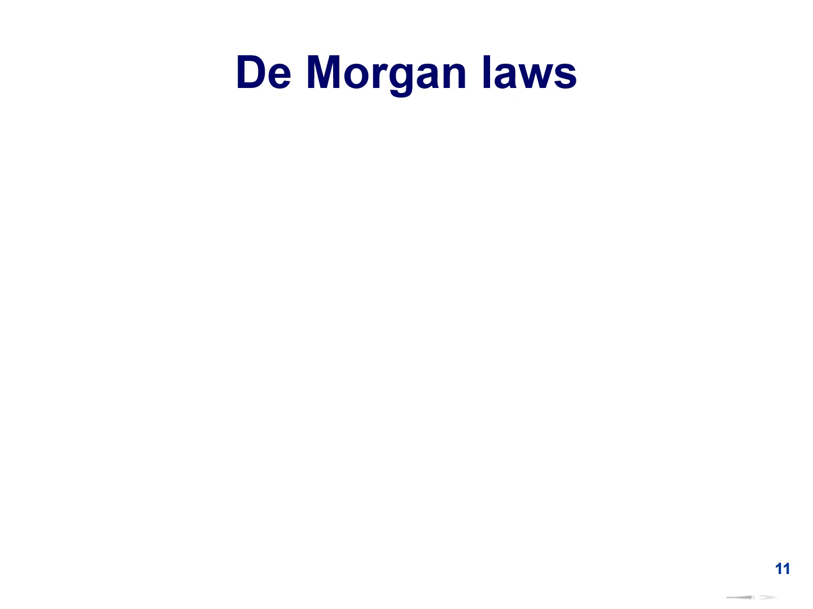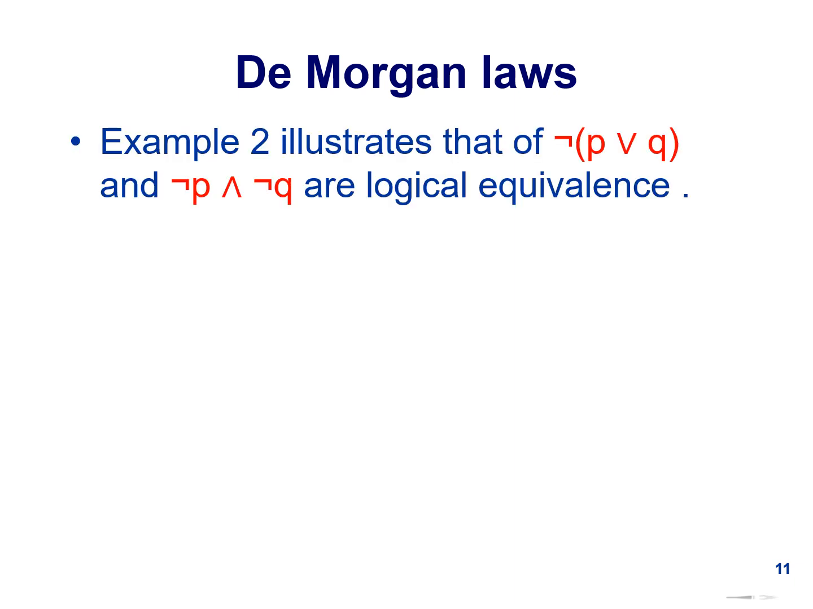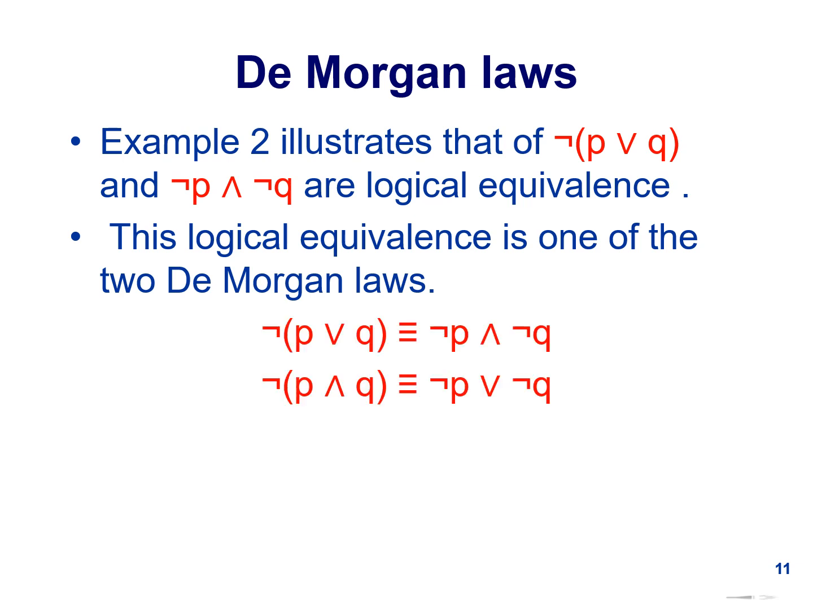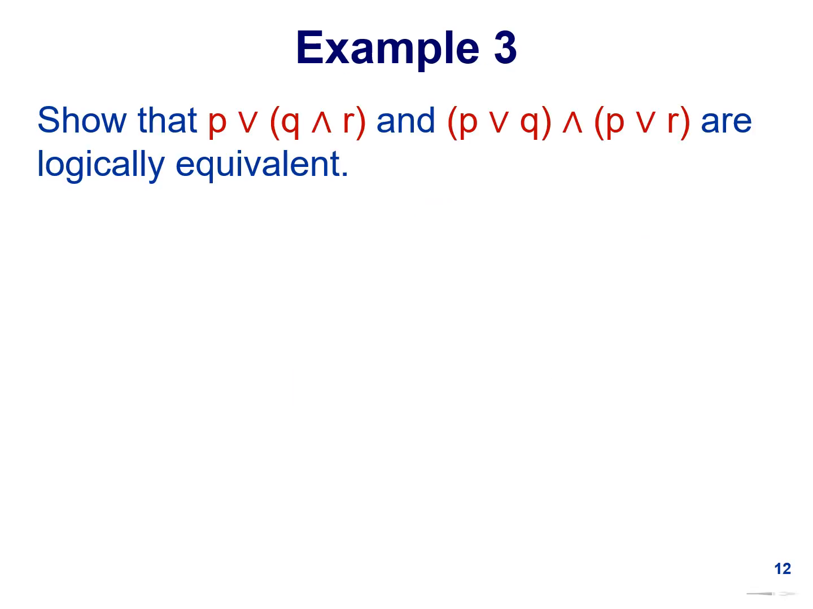Example 2 illustrates that not (P or Q) and not P and not Q are logically equivalent. This logical equivalence is one of the two De Morgan laws. Show that P or (Q and R) and (P or Q) and (P or R) are logically equivalent.